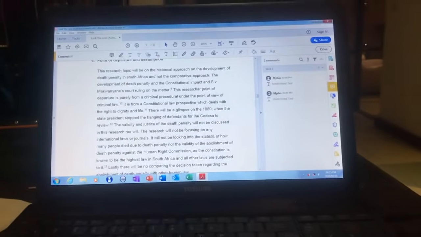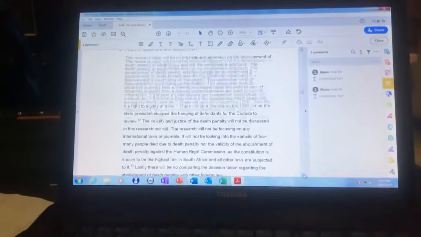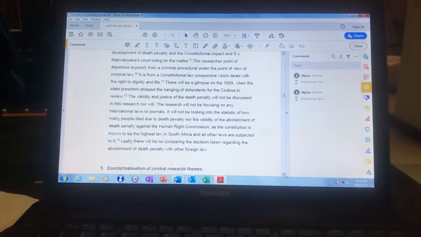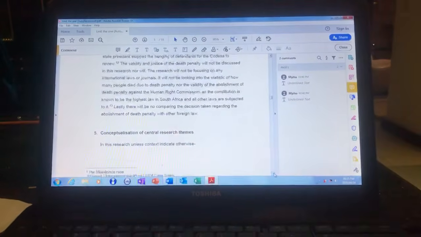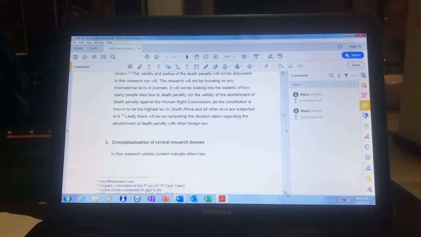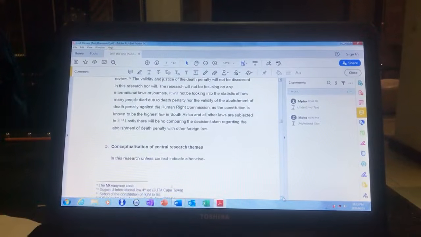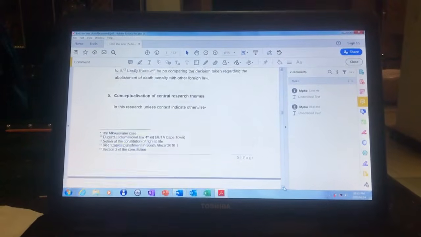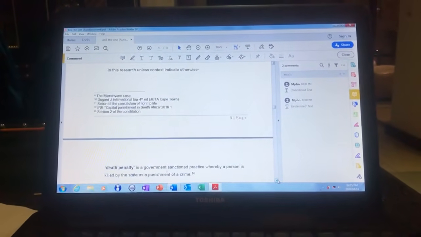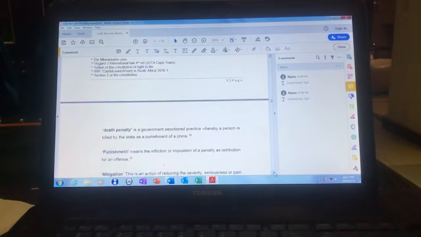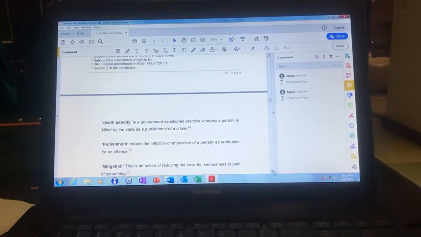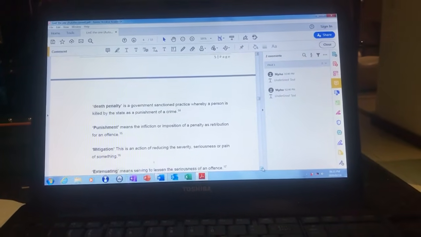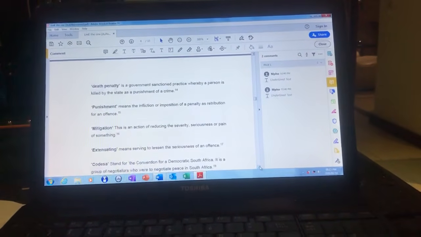It's very important. Oh, before I finish, you need to check your conceptualization of the central research theme. Basically, this is where you write a glossary or terminology, defining every word that you personally will be using in your research. For example, I used the words death penalty and punishment, and also wrote the definition of every word that I have used in my research.